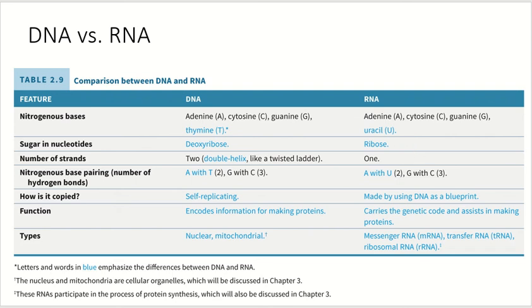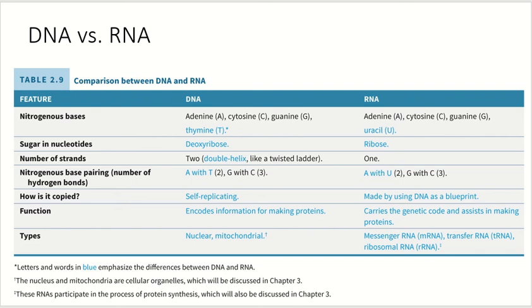RNA is going to have one strand instead of two. So DNA, like we said, is going to have that double-stranded, two-stranded double helix, while RNA is going to be a single strand. With the nitrogenous bases pairing, guanine and cytosine are going to stay the same. G and C are still pairing together. In DNA, we said that adenine and thymine pair, but in RNA, adenine is going to pair with uracil. So instead of the T, it's going to be a U.